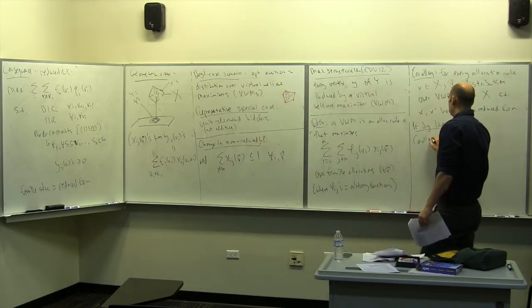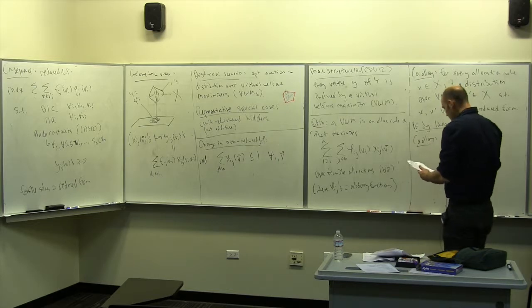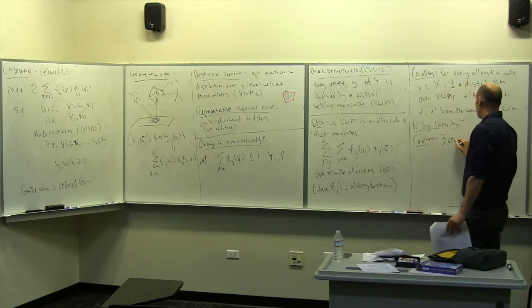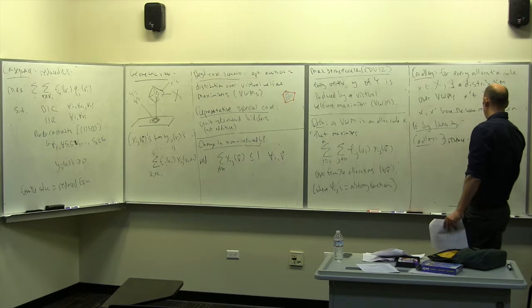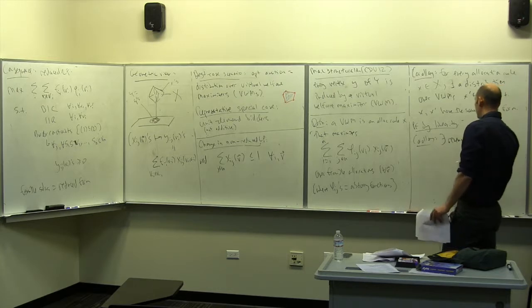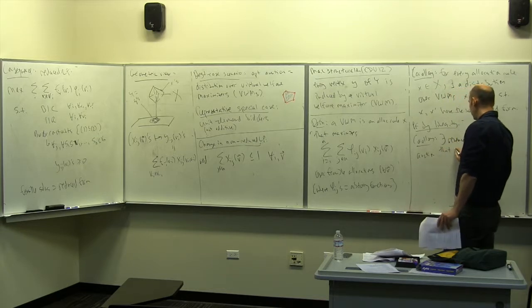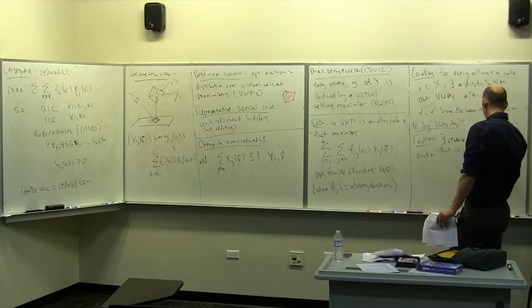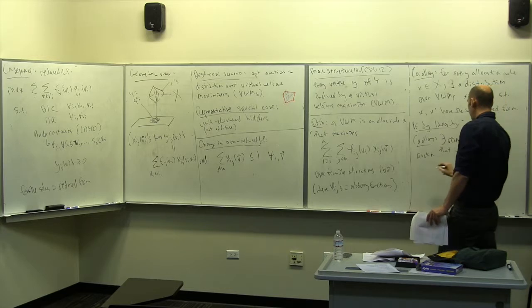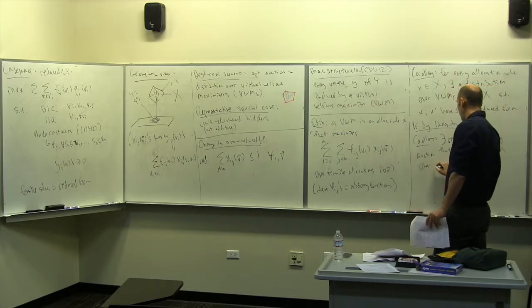So corollary. There exists a revenue maximizing auction that is a distribution over virtual welfare maximizers.